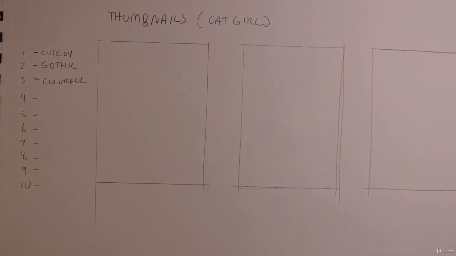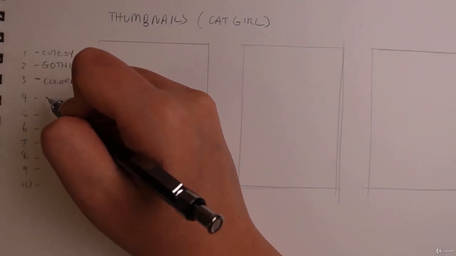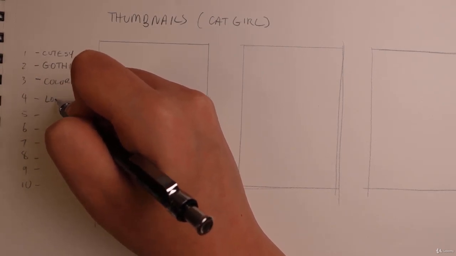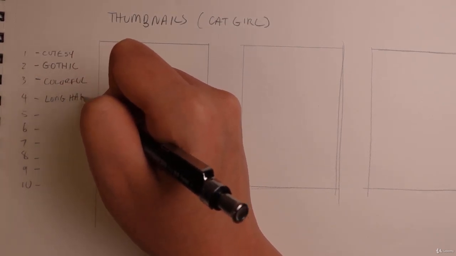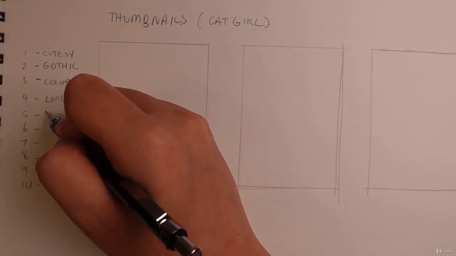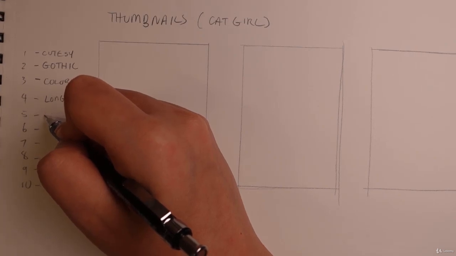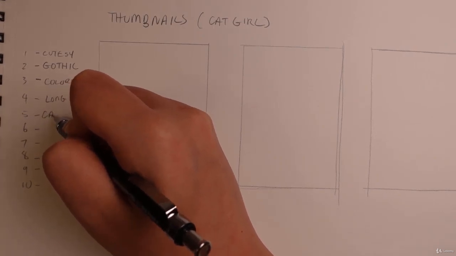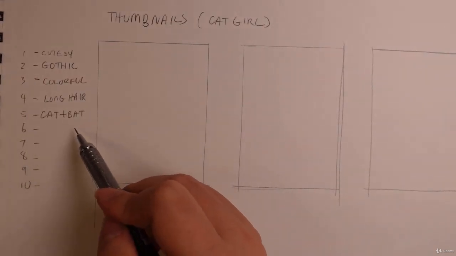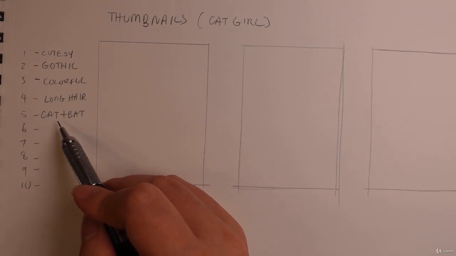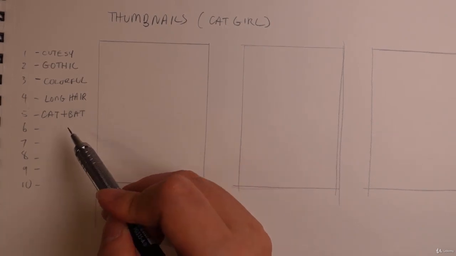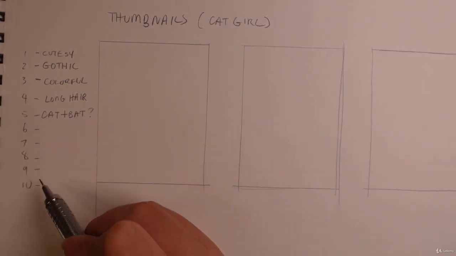Let's see. Maybe let's give her some... I always imagine her with long hair, so I'm just going to write down long hair and then experiment with those. In terms of outfit, I want it to be obviously feline-like, but maybe a cat with bat features, maybe almost like a little Halloween style kind of character, maybe. This could be a maybe.